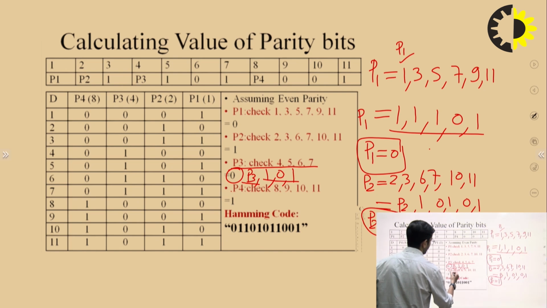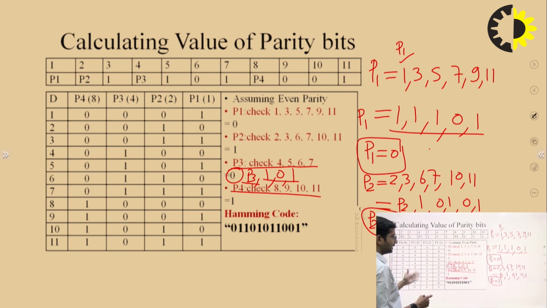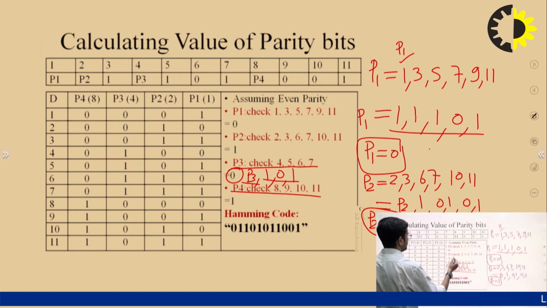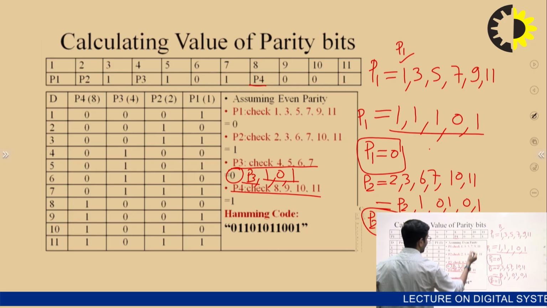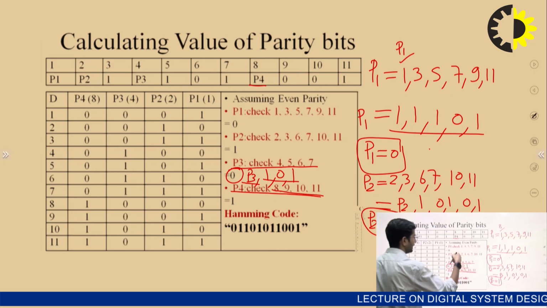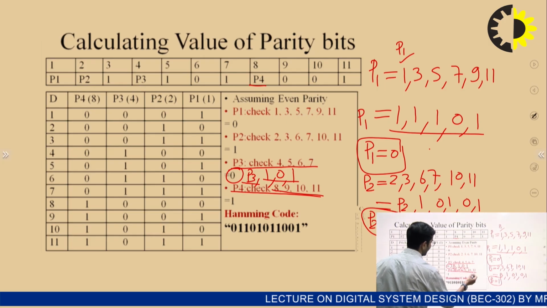For P4 we have to take 4 bits and skip 4 bits. So for P4, we have to start taking the bits from here only. So 8, 9, 10, 11 we will take, and there is no signal further, so we have to stop it here.